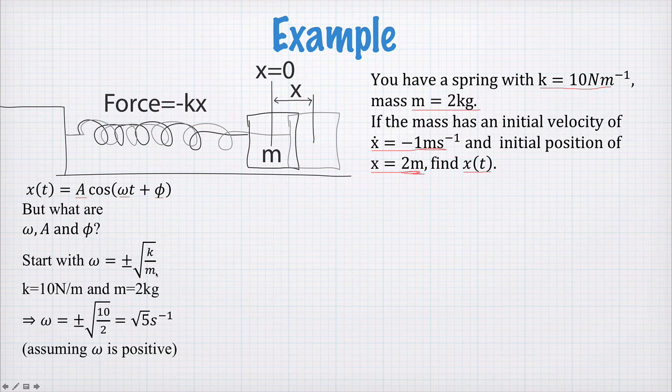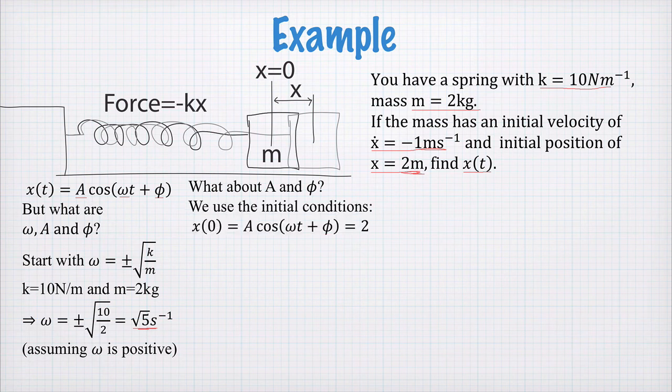We know k and m, so very quickly calculate that omega is equal to root 5 seconds to the minus 1, and we're assuming a positive omega in this case. Onwards to A and phi. How do we find these? Well, we use the initial conditions.